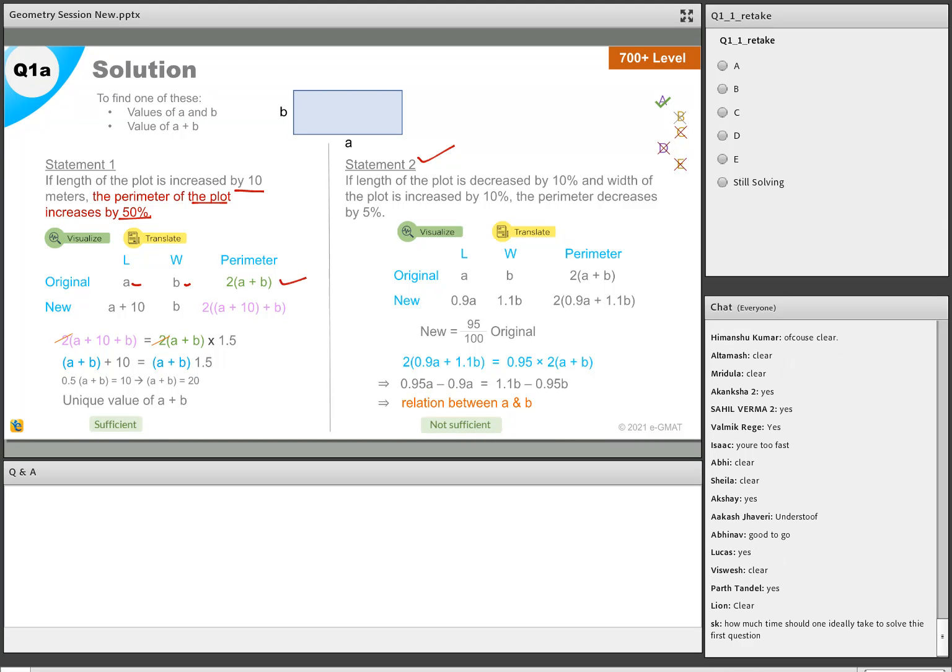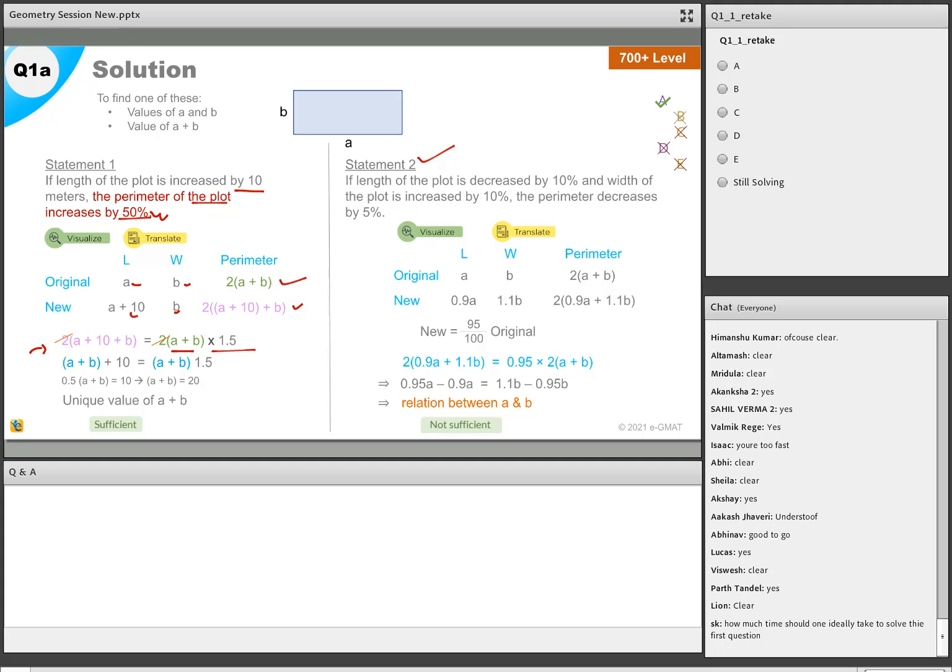The perimeter would be equal to 2 times (A plus B). And since the length is increased by 10 meters, the new length becomes A plus 10. The width remains the same. The perimeter would be 2 times (A plus 10 plus B). According to this question, I have an increment of 50%, right? If I have an increment of 50%, the new perimeter would be 1.5 times. 50% means 0.5 times, right? So a 50% increment would mean 1.5 times the entire value. So that would be my original perimeter times 1.5.